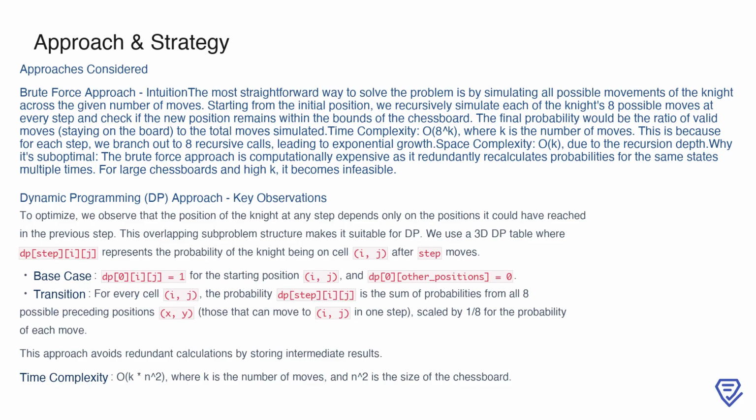The base case starts with the knight's initial position having a probability of 1, while all other positions are initialized to 0. For the transition, the probability of reaching any cell is derived from the probabilities of all cells that could have moved to it in the previous step, divided equally among the 8 possible moves. This eliminates redundancy and ensures that each unique state is computed only once. With this, we achieve a time complexity of O(k*n^2), which is a significant improvement over the brute force approach.